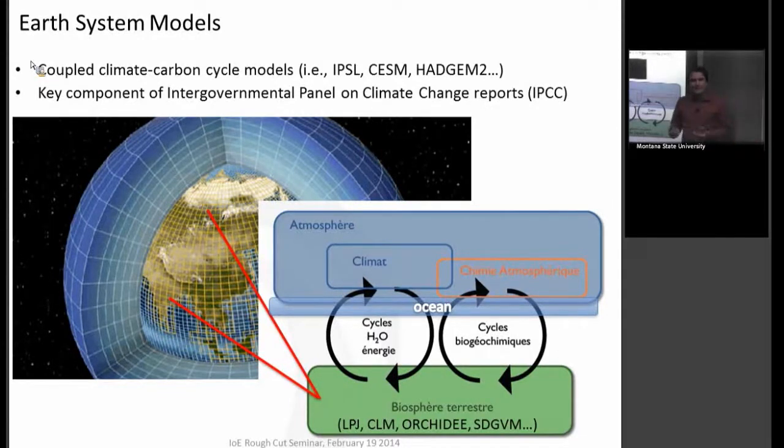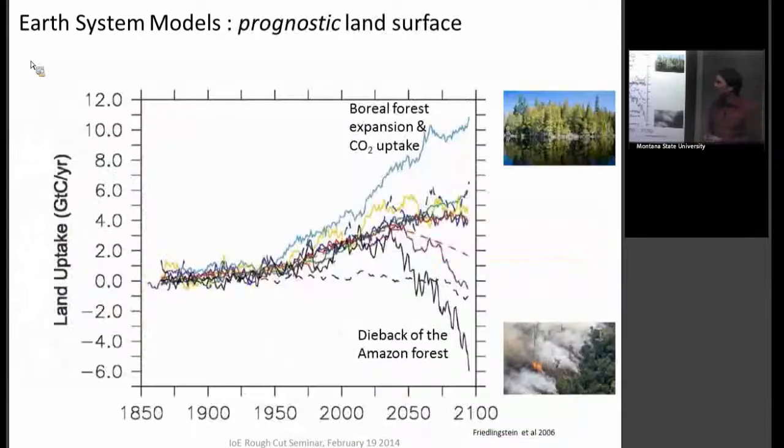The problem, though, is that we have imperfect knowledge about how processes take place in the biosphere. And so because we're missing information, we have to make assumptions about how to represent different processes, and this results in very different feedbacks to climate change when we run these models out to the future.